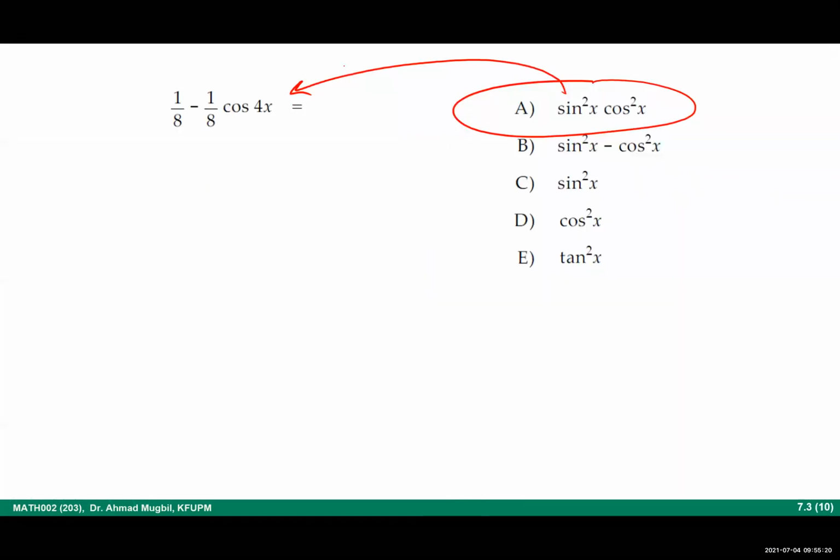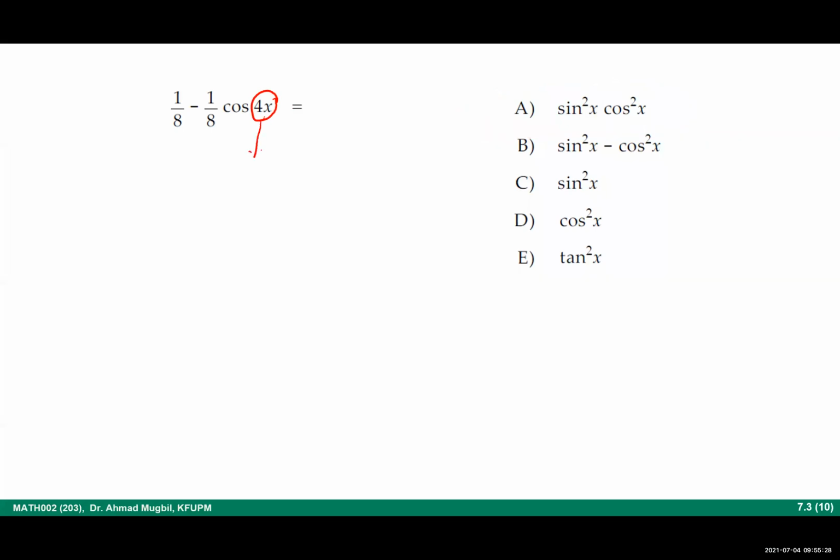You will just remember here you have the double angle. Here the angle is 4x, and here the angles are x. So I need to reduce the angle from 4x to 2x, then from 2x to x. What I will do is remember this: 1 minus cosine 2 theta over 2. What is this? Who can tell me what is 1 minus cosine 2 theta over 2?